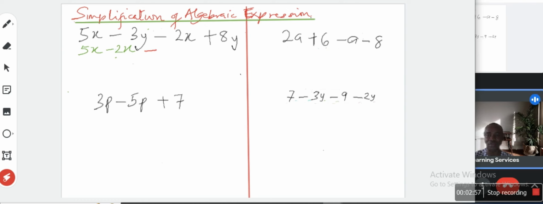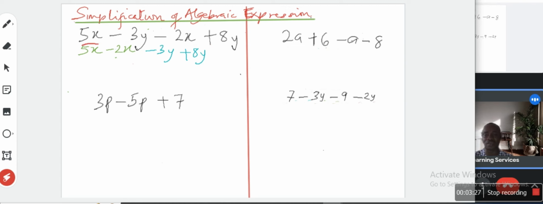Yeah, we have minus 3y and plus 8y. No sign change because we are just simplifying. They are still on the same side. It's not an equation, so they will retain their signs. We just collected like terms. We brought the terms that are together, the terms that are like, that are similar, together. The other ones that are also similar, we brought them together.